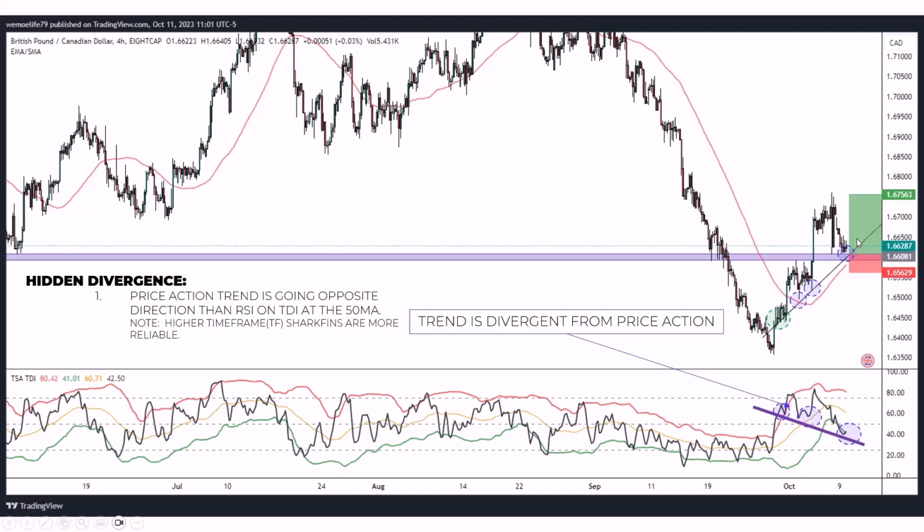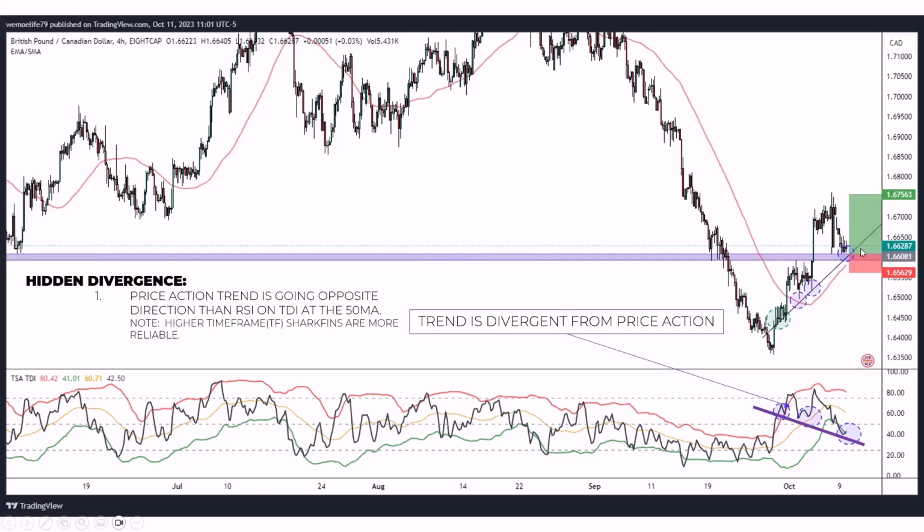That's one component. Then what makes it even more confluent for us is that that's happening at the 50 MA. Whenever you see divergence happen at the 50 MA, that's a sign that the trend is going to continue in the original direction. What was the original direction? It's an uptrend. So the uptrend is getting ready to continue, and we call that hidden divergence at the 50 MA. It's when we have a level of support, we have trend line support, we have 50 MA support, and we have divergence from the TDI.